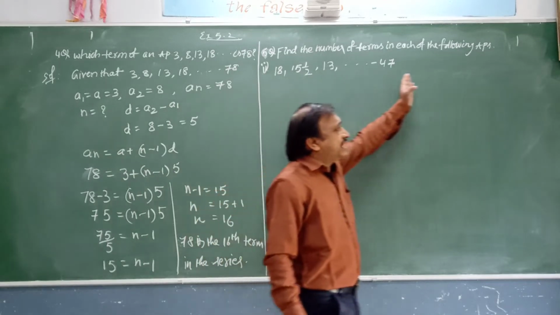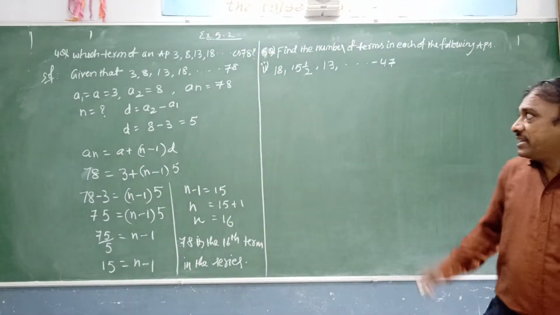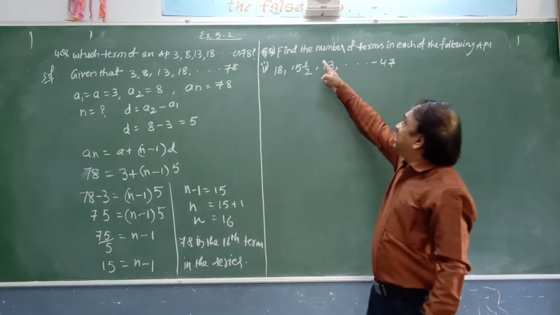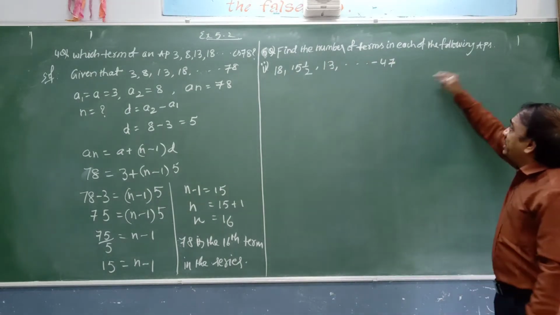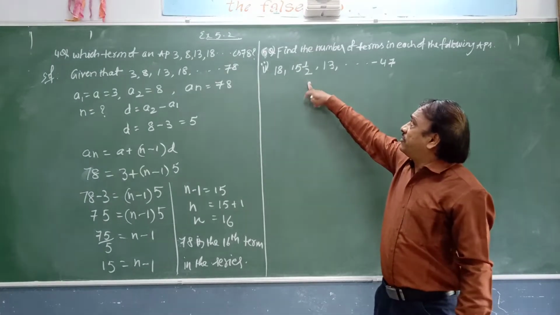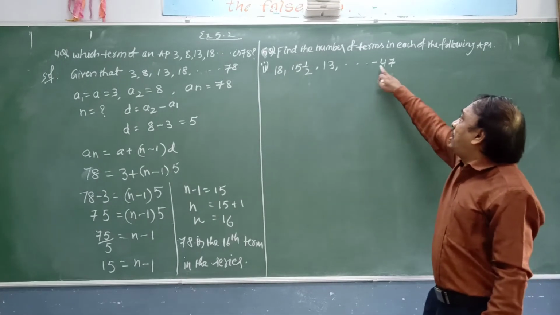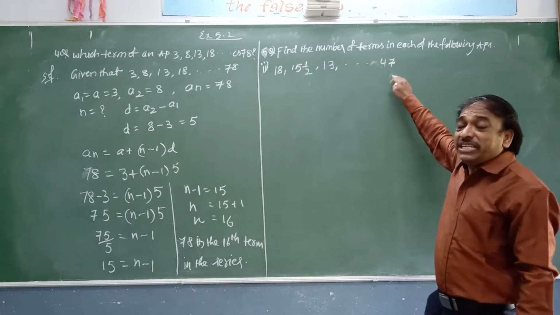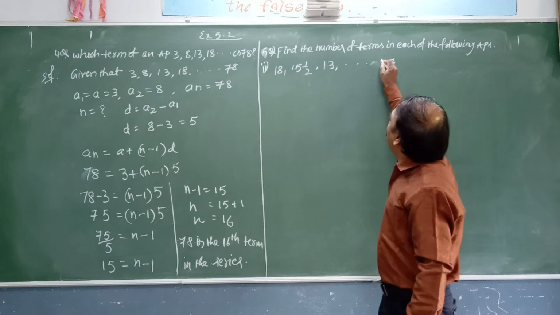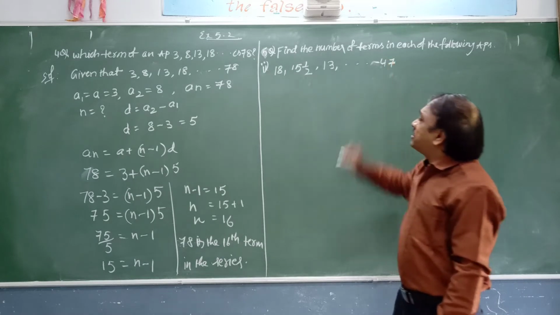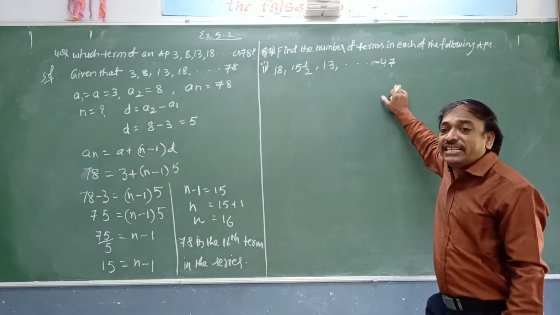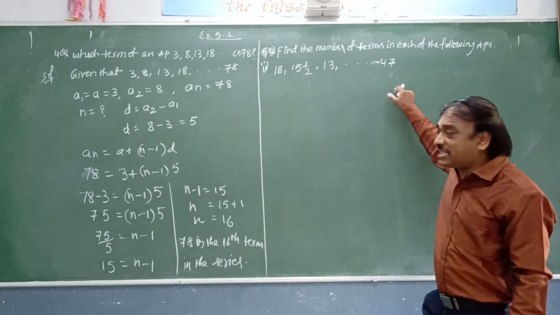Find the number of terms in each of the following APs. Here also, in a similar way, how many terms are there? Here you see the series 18, 15 1 by 2, 13 and so on, up to minus 47. That means how many terms are there in this series?